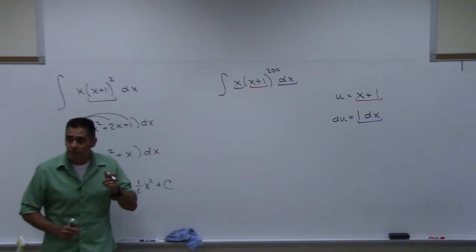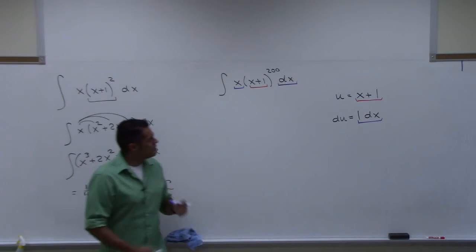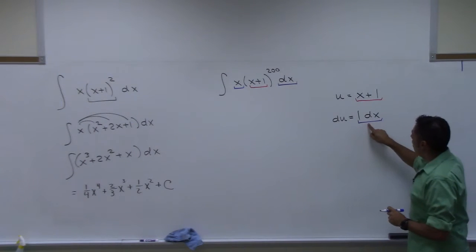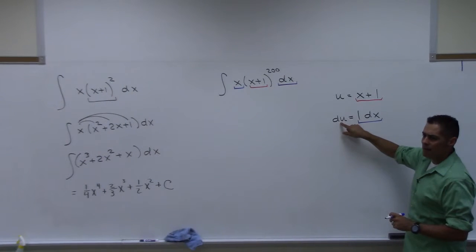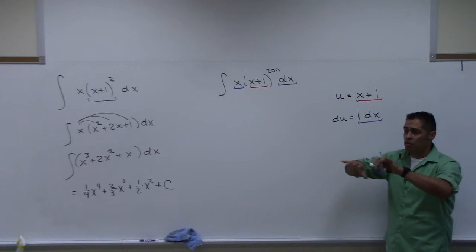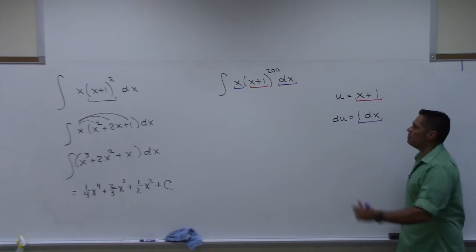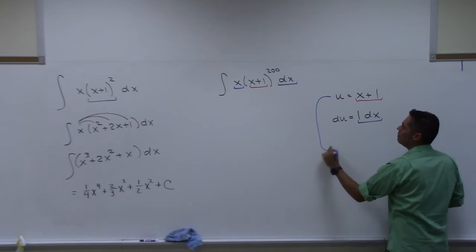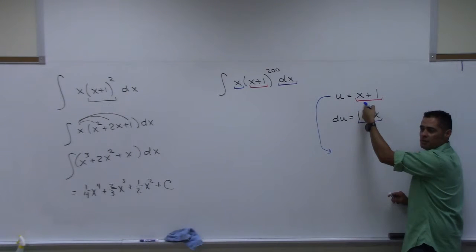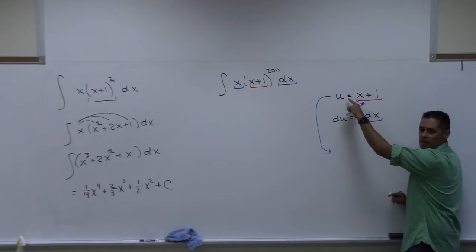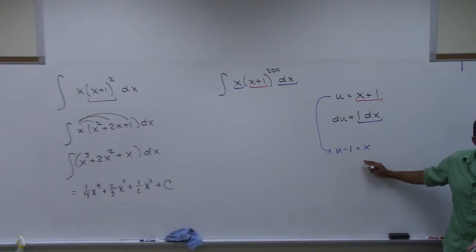Multiply both sides by x? Then that would be x dx, x du, right? I want everything to be u's, just u's, no x's mixed in at all. Isn't that an equation? Does it have x and u in it? Can you solve it for x? Just move 1 to the other side, right? So isn't u minus 1 equal to x?